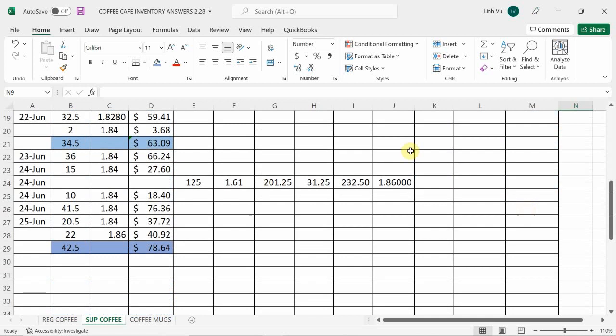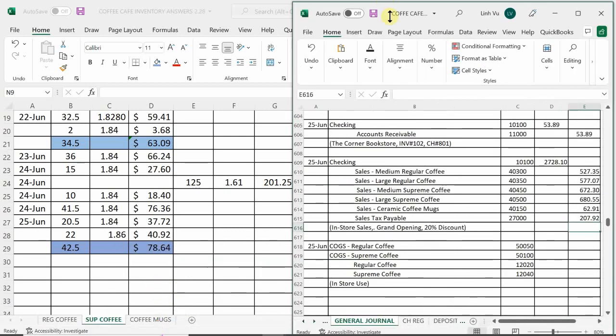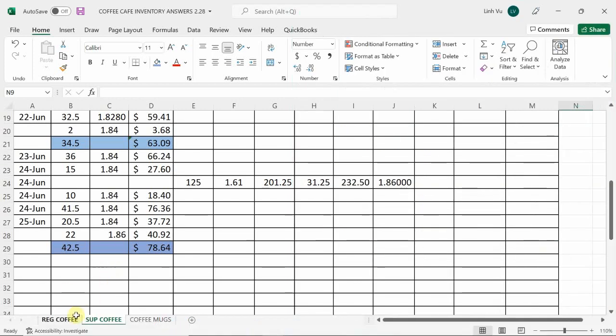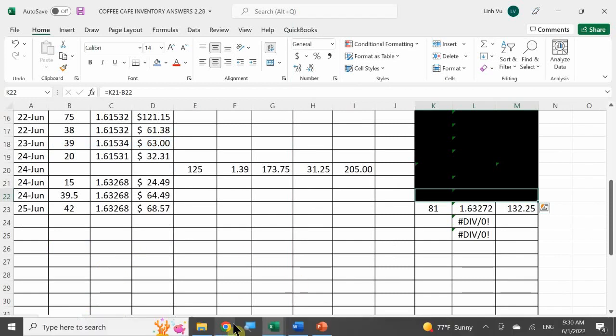And because it's a combination between these two, because I need to get a total of 42.5 pounds, I got a grand total of $78.64 for my Supreme Coffee. And then let's see what my regular is. My regular coffee was $68.57.